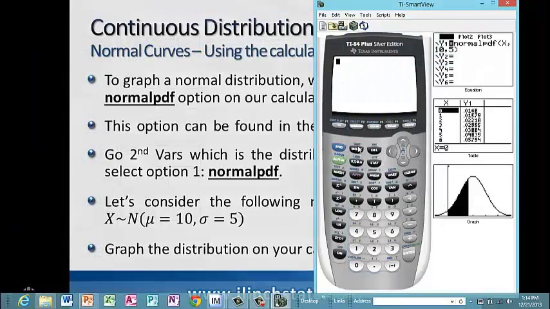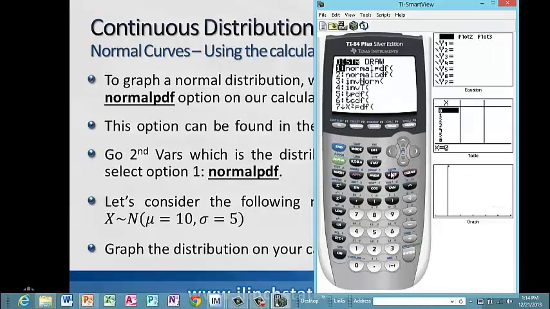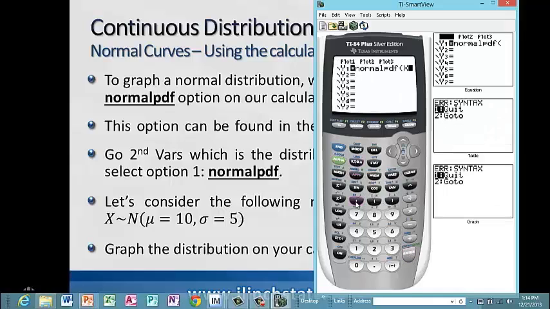Now I'm not going to call it up yet. I'm going to go into y equals. I'm going to go ahead and type this in again. I'm going to do second distribution, normalpdf. I'm going to let my random variable be x here. The mean of my distribution is 10 and the standard deviation is 5. Now let's go ahead and graph this. And notice our nice bell-shaped curve here.